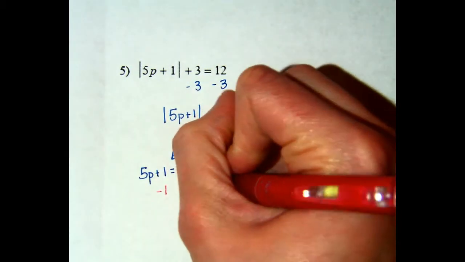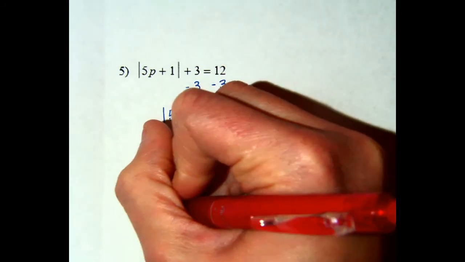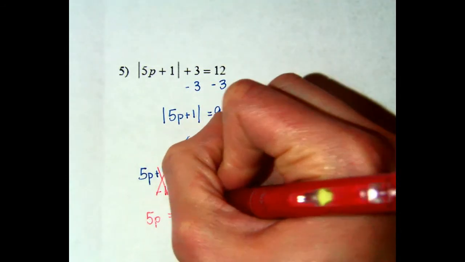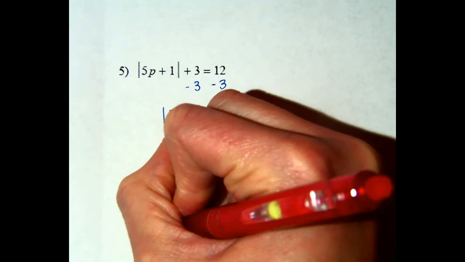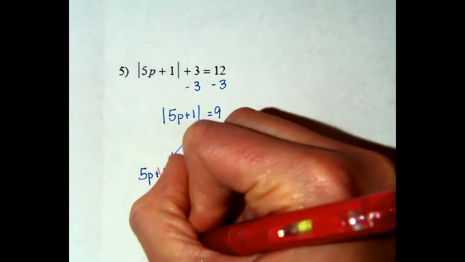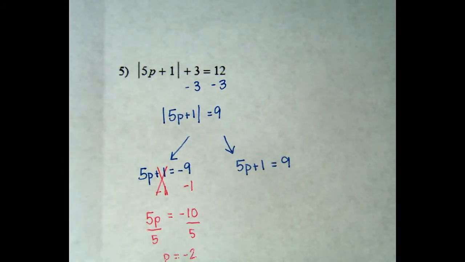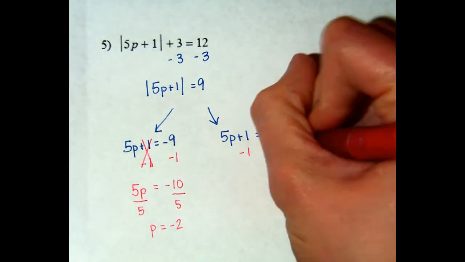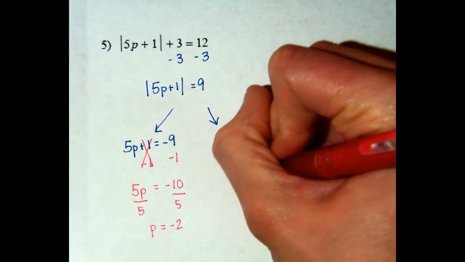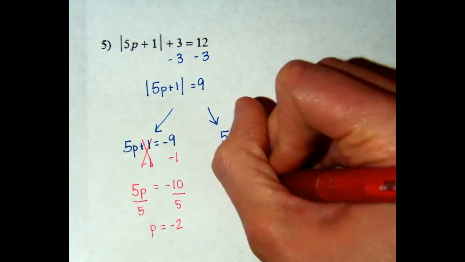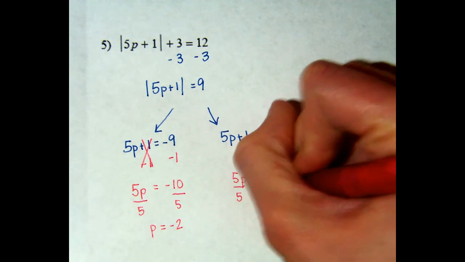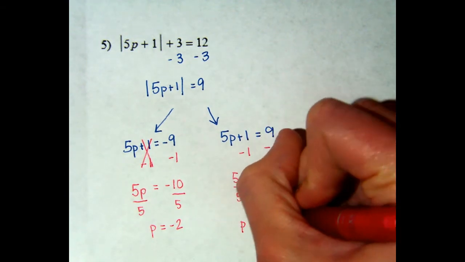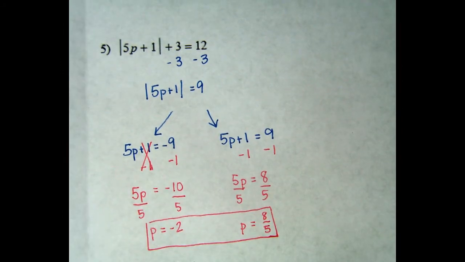Subtract 1 because that's the opposite of plus 1. So 5p equals negative 10. Divide by 5. P equals negative 2. That is one of the answers. Again, subtract 1. 5p equals 8. Divide by 5. And p equals 8 over 5. Go ahead and leave it as that improper fraction. Fractions are okay. Leave it just like that.